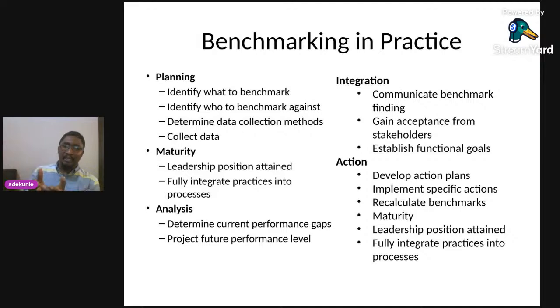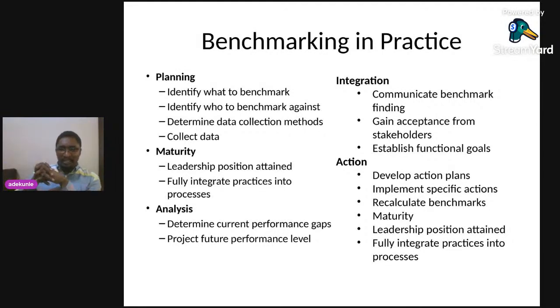In practicing benchmarking, there's a need for you to understand that there's a concept of planning. Identify what to benchmark, identify who to benchmark against, determine the data collection methods and how you collect your data. Then, once the data is collected, there's the concept of analysis: determine the current performance gap, and project your future performance level when you're analyzing what you've gotten after your benchmarking. Then integration comes in the next step, as you communicate your benchmark findings, gain acceptance from your stakeholders, and establish a functional goal.